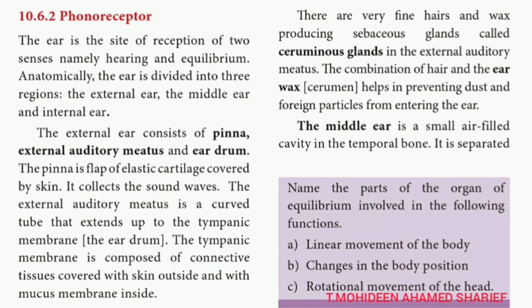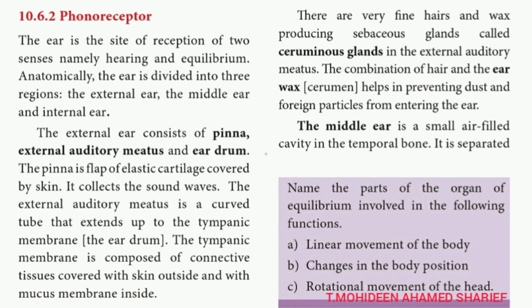The pinna is a flap of elastic cartilage covered by skin. It collects the sound waves. The external auditory meatus is a curved tube that extends up to the tympanic membrane, also called the eardrum. The tympanic membrane is composed of connective tissue covered with skin outside and with mucous membrane inside. So that is the phonoreceptor.